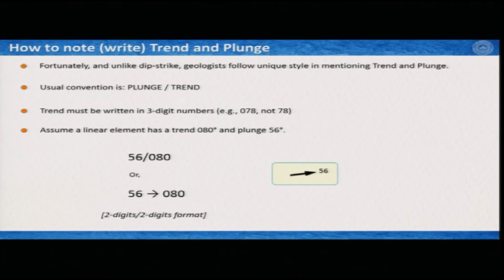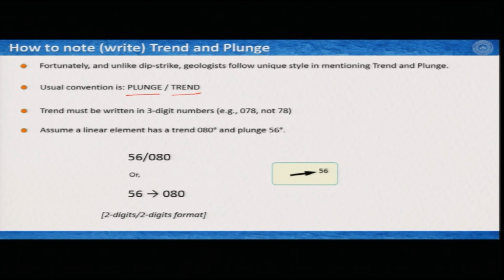Okay, so we will now look at how to note or write trend and plunge in your notebook, and also how we should plot this trend and plunge in the map. Interestingly, unlike dip and strike, where geologists write in different ways, for trend and plunge there is more or less a very unique style: first we write plunge and then we write trend. And the same rule applies here.